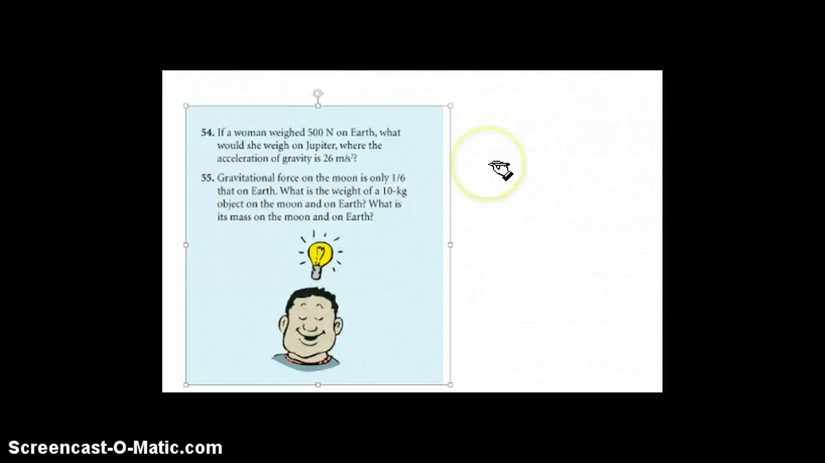All right, so next problem, guys, we're going to look at problem 54 in your book. If a woman weighed 500 newtons on Earth, remember newtons being a measure of weight, you can measure weight in newtons or pounds, but we're including the force due to gravity when we talk about weight versus mass. What would she weigh on Jupiter, where the acceleration of gravity is 26 meters per second squared? Because Jupiter is much bigger than Earth, it has a stronger pull due to gravity.